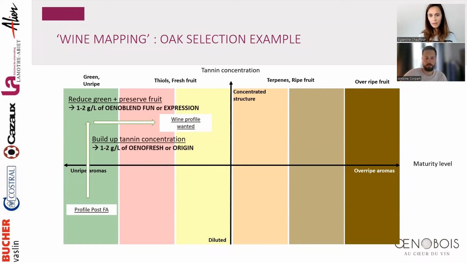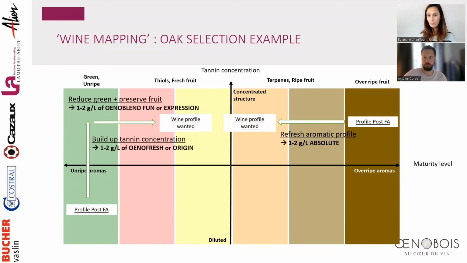Okay, another example on the other completely opposite profile, you would have a wine that post-fermentation is just overripe, but with a good concentration. Here we are proposing to work with 1 to 2 grams per liter of Absolute blocks to refresh the aromatic profile. Okay, so these are examples, we can have many. We can position any wine on this map and really make recommendations that work pretty accurately and work very well.